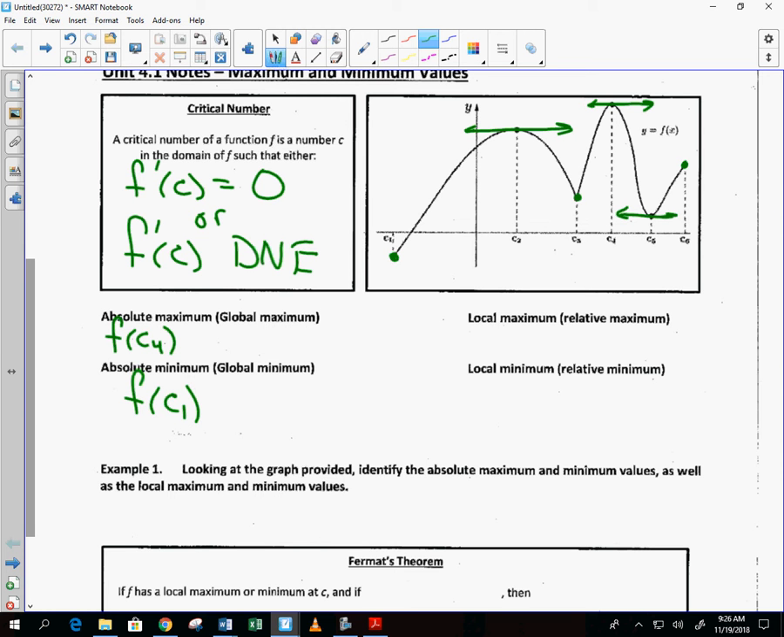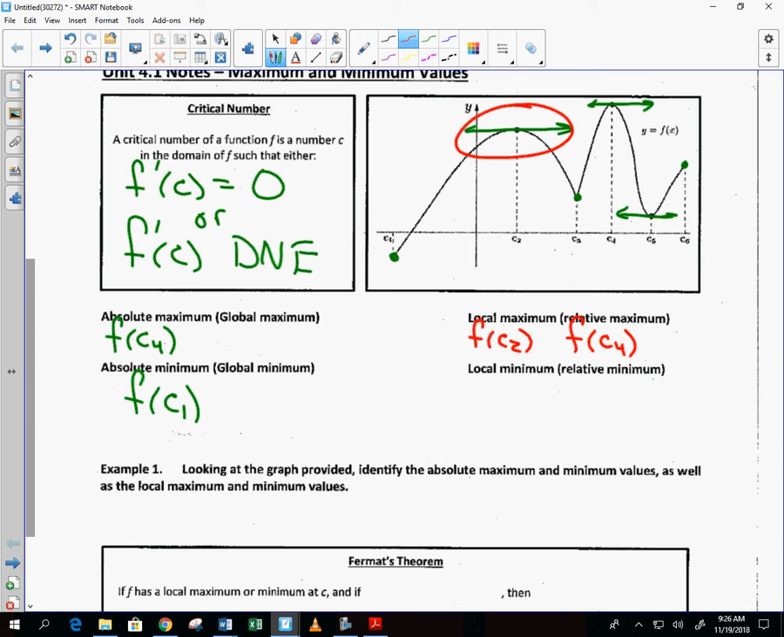Then we have local maximums and local minimums. Local maximum is the largest value in the immediate region. So if you can ever kind of just focus on a general region and say, hey, that's bigger than everything else right around it, then it's referred to as a local maximum. So f of c sub 2 is a local maximum. Can you tell me another local maximum? F of c sub 4. Notice that f of c sub 4 is an absolute maximum and a local maximum. You see how it's both?